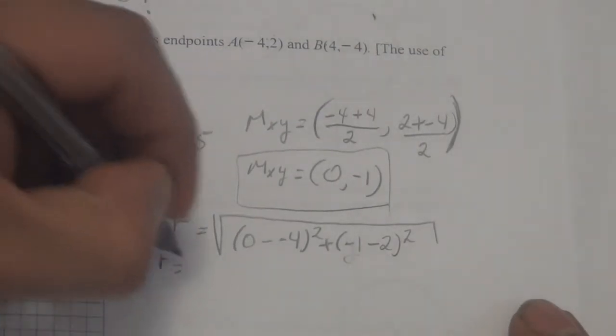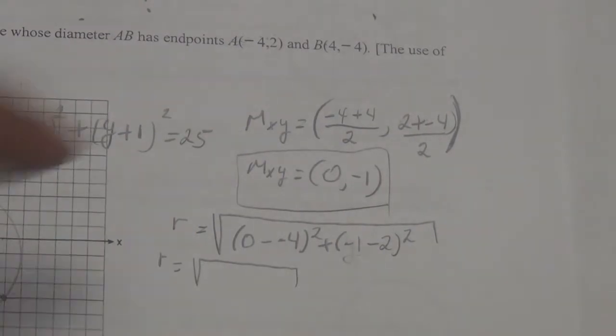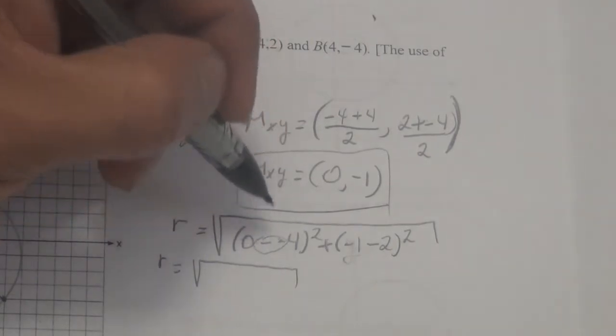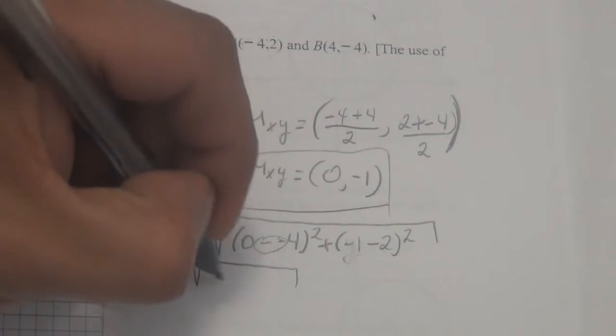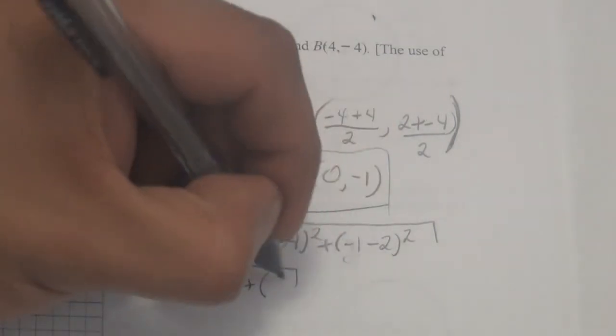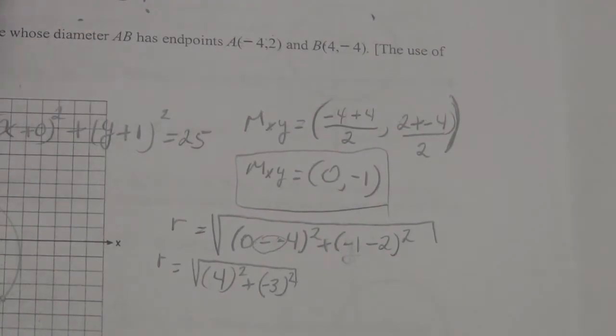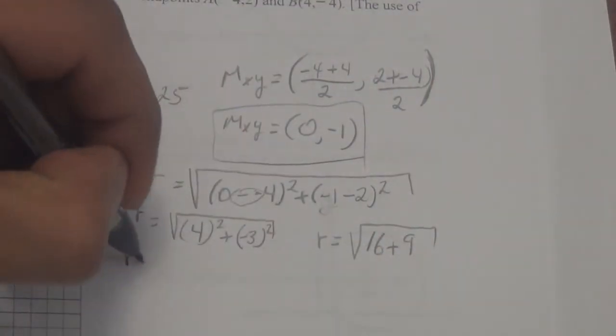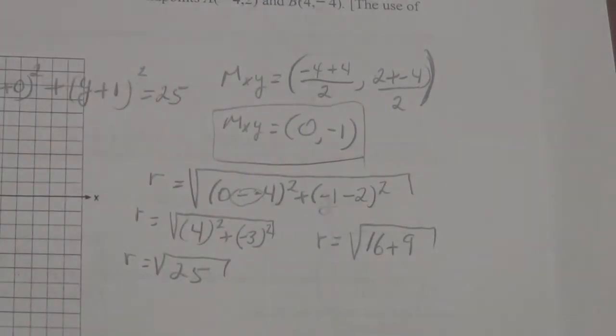Now we have r equaling the square root of, well, let's see, 0 minus -4. When you see minus negative, it's telling you subtract, but then subtract again. So when you multiply these two symbols, you get a plus. So 0 plus 4 is 4, squared, plus -1 minus 2, which is -3, squared. Now r equals the square root of 4 squared, which is 16, plus -3 squared, which is 9. When we add those, we get radical 25. And we know that the square root of 25 is 5. So we found our radius.